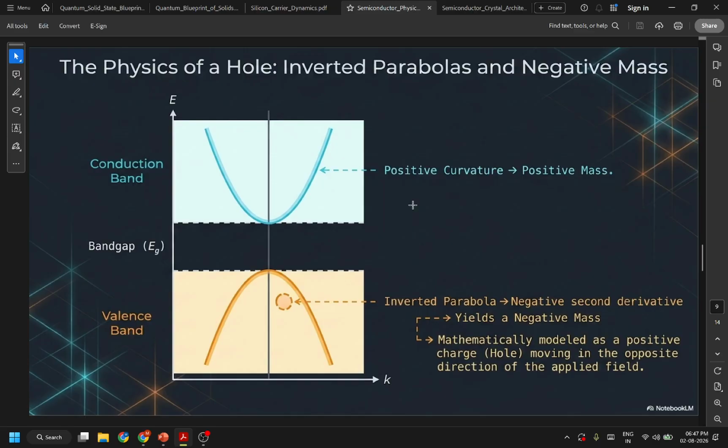So now we come to holes. Now the electron is on this parabola, whereas the hole is on this parabola, which is inverted. So it results in a negative second derivative, which will result in a negative mass. But we cannot apply negative mass. So what we do instead is we model it as a positive charge which is moving in the opposite direction of the field. So the negative part we shift from the mass to the charge.